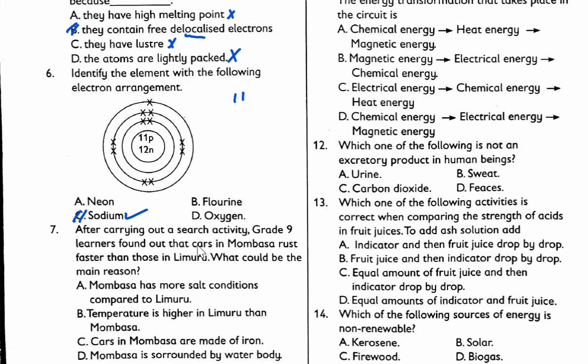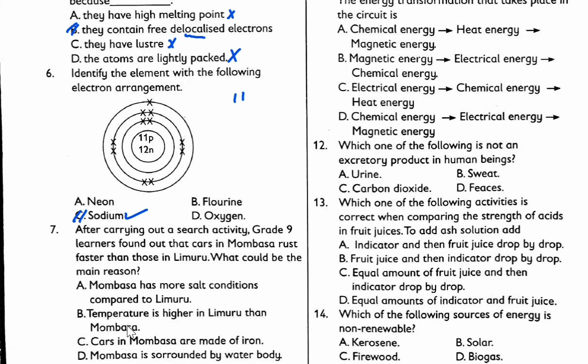After carrying out such an activity, grade 9 learners found out that cars in Mombasa rust faster than those in Limuru. What could be the main reason? A, Mombasa has more salt conditions compared to Limuru. B, temperature is high in Limuru than Mombasa. C, cars in Mombasa are made of iron. D, Mombasa is surrounded by water body.